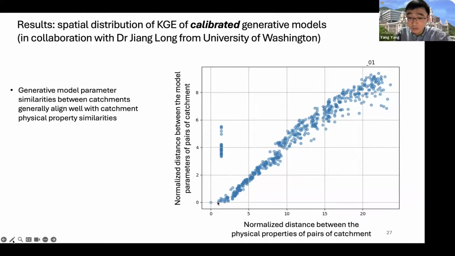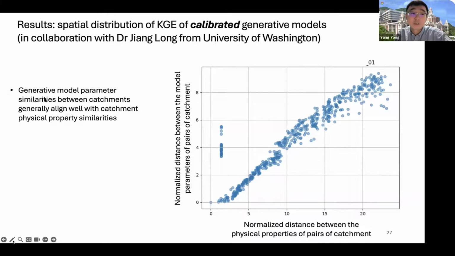So this point means two catchments are close to each other, and this point means two catchments are far away from each other in their physical property space, normalized physical property space. And the y-axis shows the normalized distance between their parameter space, the generative model's parameter space, the optimal 8 parameter values for each dimension. For each catchment, we calculate the pairwise distance between the catchments in the US. We find a linear, almost very good linear relationship with some exceptions.